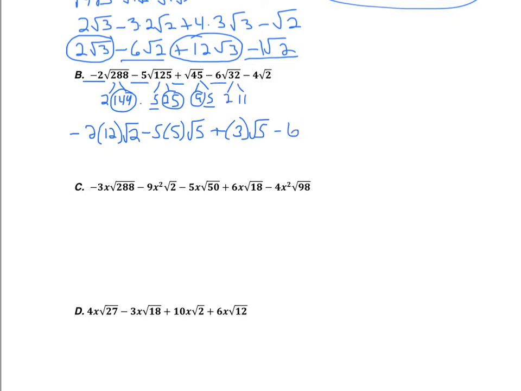32 is 2 times 16. Square root of 16 is 4. And the 2 is by itself, so it stays inside. And then minus 4 root 2. And then we're going to simplify.